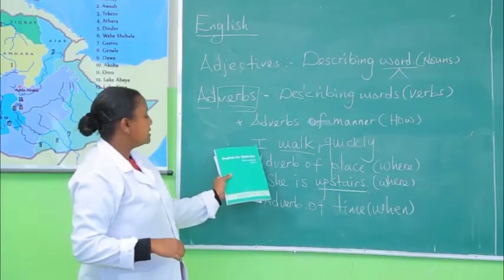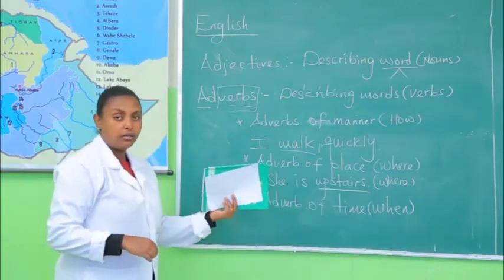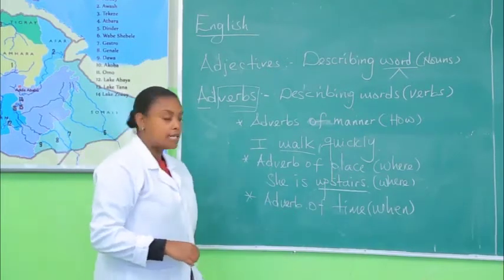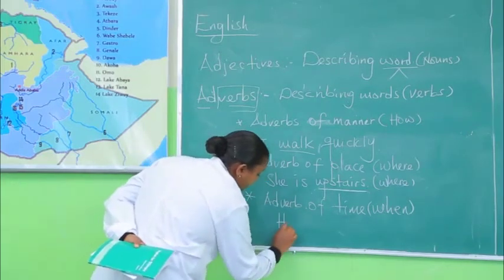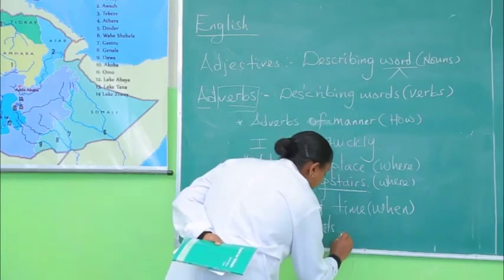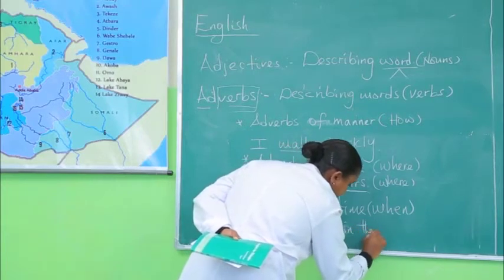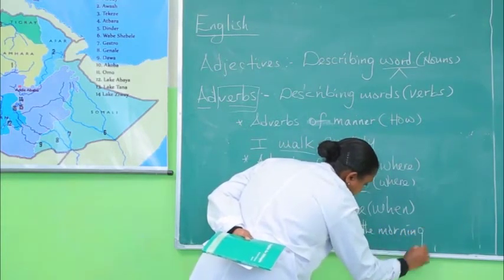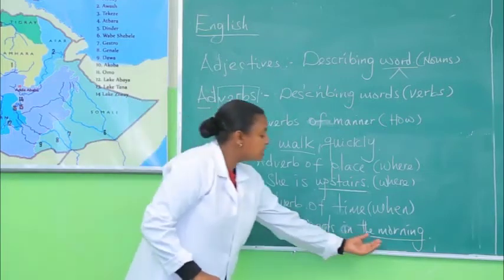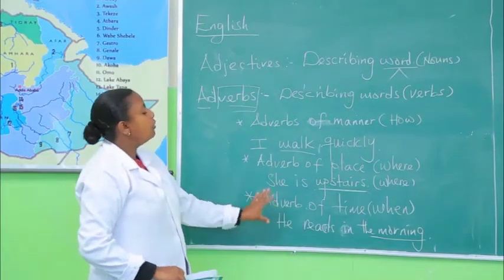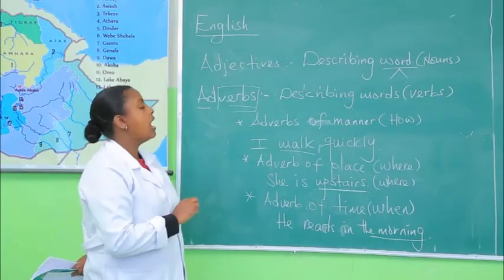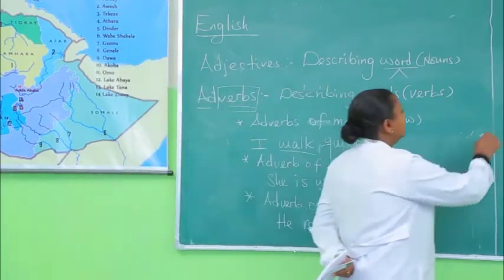For example, you can see the first example. I walk quickly. When? Then you can also add your own sentence here. He reads in the morning. So this tells us when he reads. He always reads in the morning. So this is how we are going to use adverbs in a sentence. The last one which we are going to focus on today is adverbs of frequency.